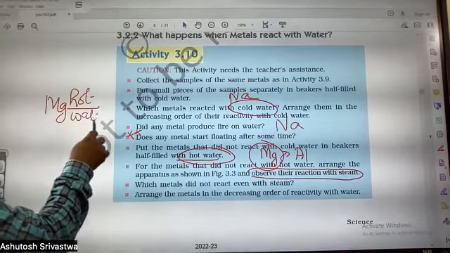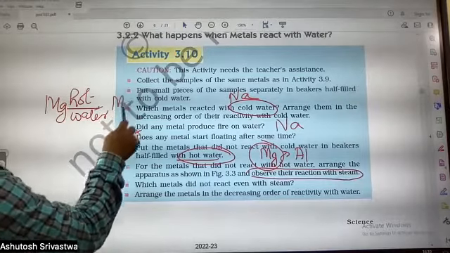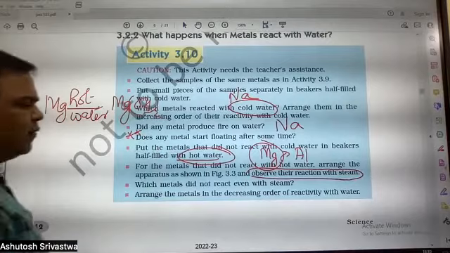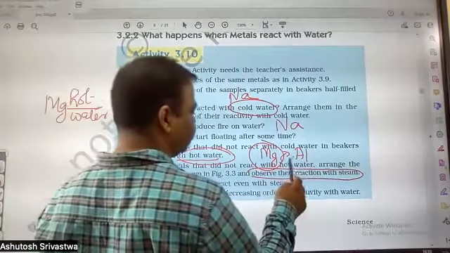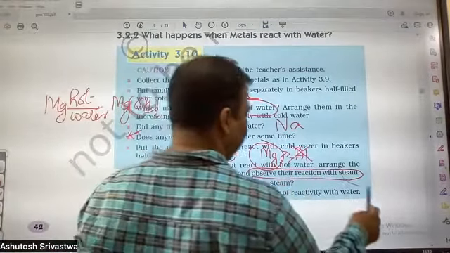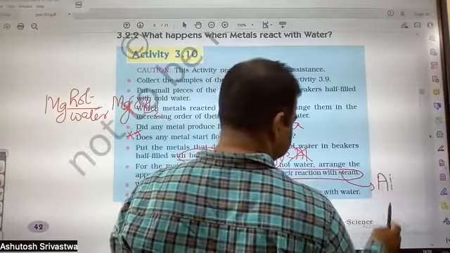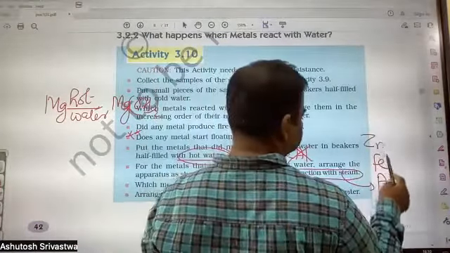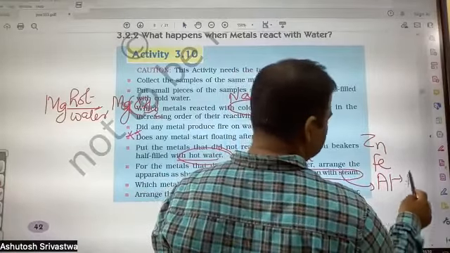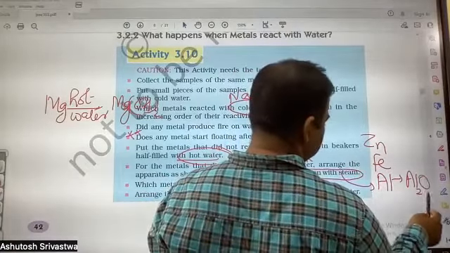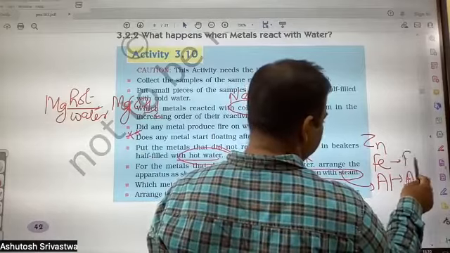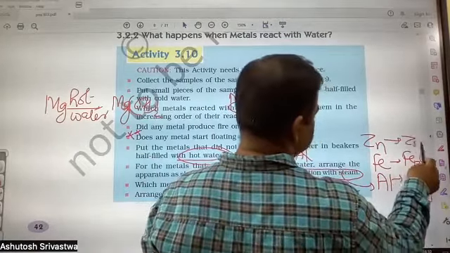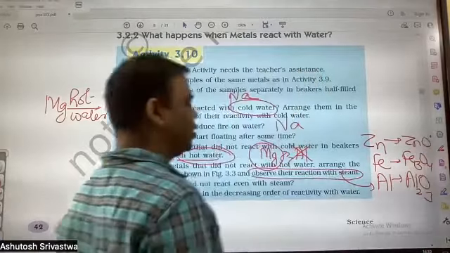Magnesium reacts with hot water to form magnesium hydroxide. But aluminium will not react with hot water. It will react with steam. It will form Al2O3 plus hydrogen gas, Fe3O4 plus hydrogen gas, ZnO plus hydrogen gas.